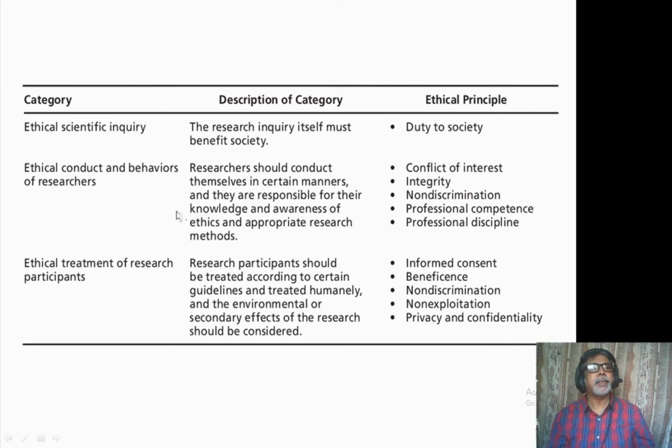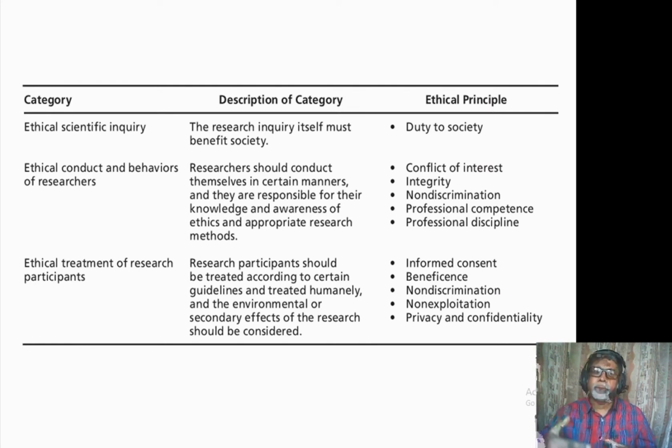The next category is ethical conducts and behaviors of researchers. The researchers should conduct themselves in certain manners, and they are responsible for their knowledge and awareness of ethics and appropriate research methods. And the principles are conflict of interest, as I explained, integrity, non-discrimination, professional competence, professional discipline. These 5 things come under ethical conduct and behaviors of researchers.